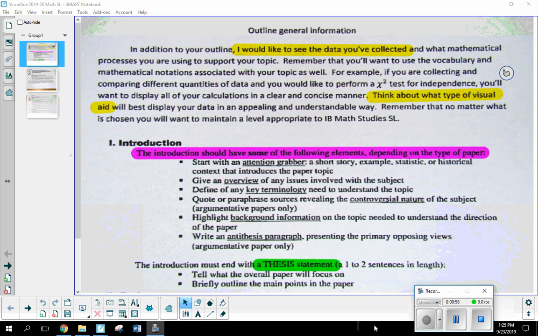Let's go ahead and start talking about the outline. So this is the document that I've been talking about since the beginning of the school year. This is going to be due on Monday the 30th. So you got 1 week.